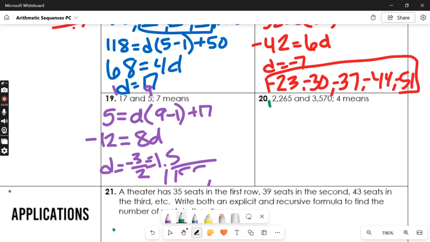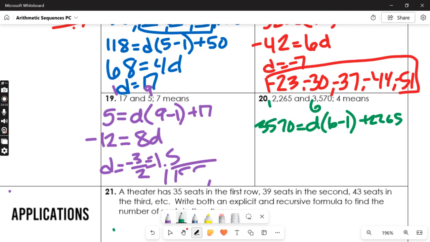2,265 is my first one, and 3,570, if I'm looking for 4 means, so 1 plus 4 is 5, so that means this is the 6th one. So 3,570 is equal to d times 6 minus 1 plus 2265.